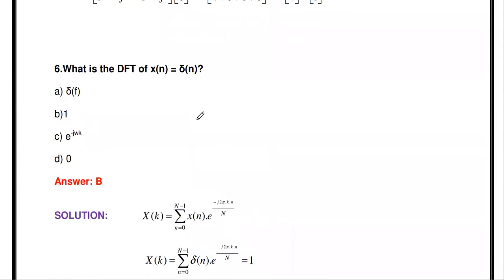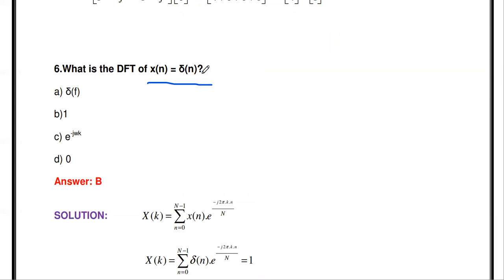Then the next one: what is the DFT of x of n equal to del of n? In the previous problem, x of n was given as a finite duration sequence. Here x of n is equal to del of n. So to calculate the DFT for this problem, we can use the formula method.